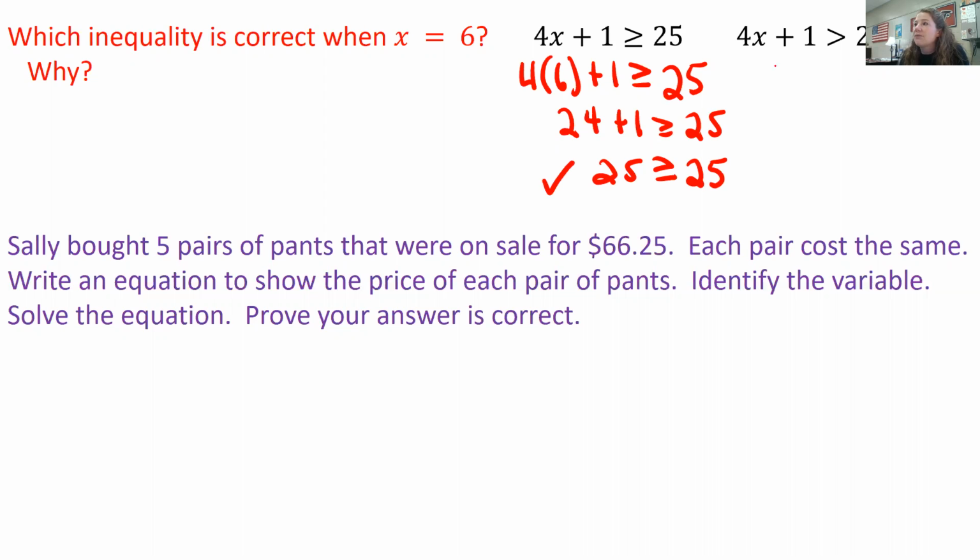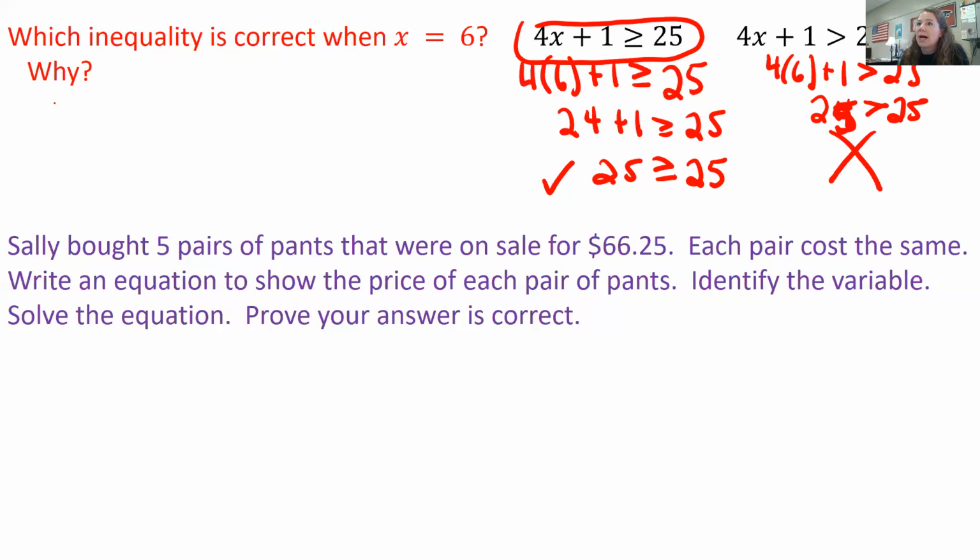Well, what about the second one? If we plug in 6 for x, we get the same numbers. So 25 is greater than 25. That is not true. They're equal, correct? So only the first inequality is correct. And the question is why? Why is it correct? Or why is the second one not correct?